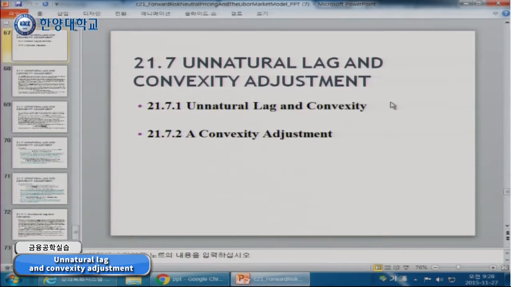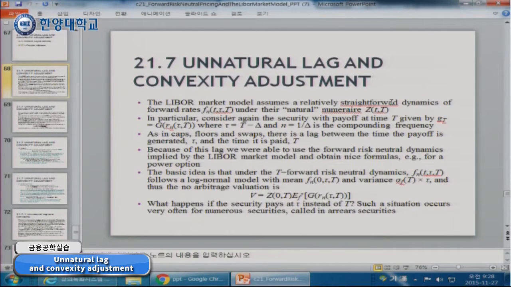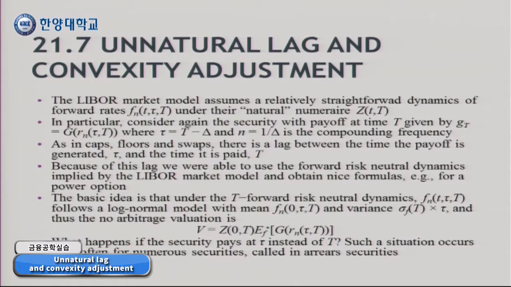So, unnatural lag and convexity. Okay, so it starts from review. The LIBOR market model. It is a good opportunity to review the LIBOR market model. The LIBOR market model assumes relatively straightforward dynamics of the forward rate under the natural numeraire model. Straightforward means it's just a lognormal distribution, right? Martingale lognormal distribution. When you use the numeraire model, the zero coupon bond is the numeraire.